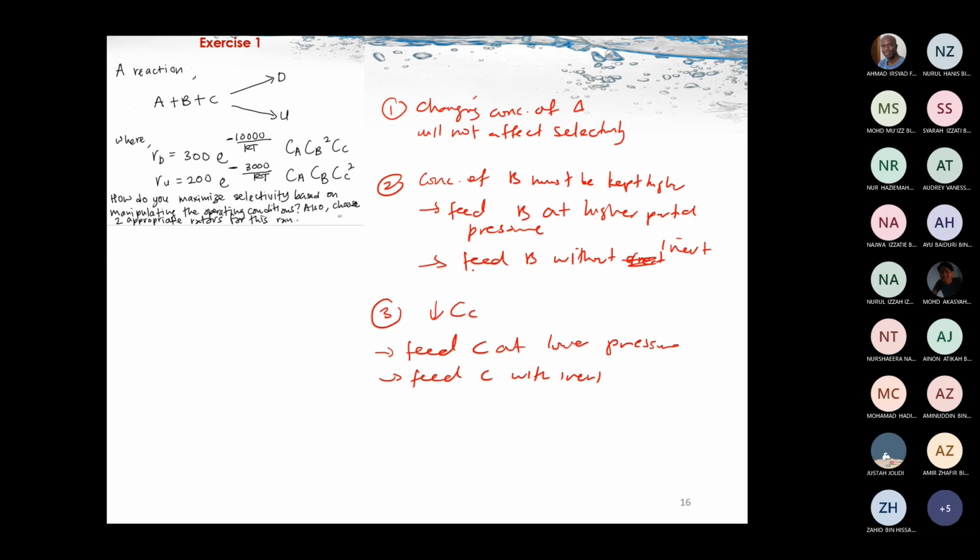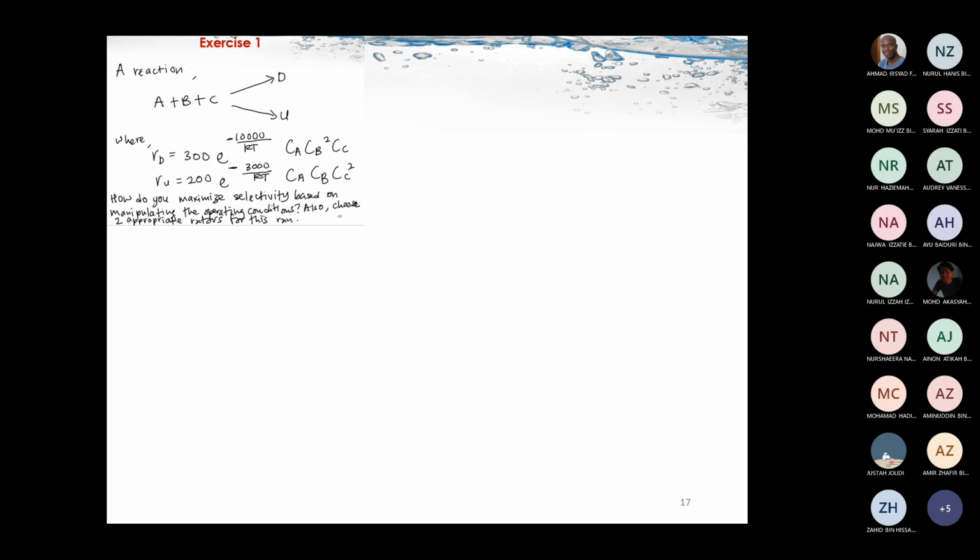Okay. Alright, so seterusnya kita kena analyse pula in terms of temperature. Okay, so tengok pada E dia. Sekarang ni ED adalah 10,000, EU adalah 3,000. So daripada sini you akan tahu mana satu lebih besar, ED atau EU?